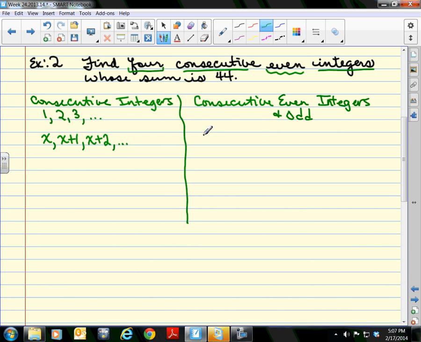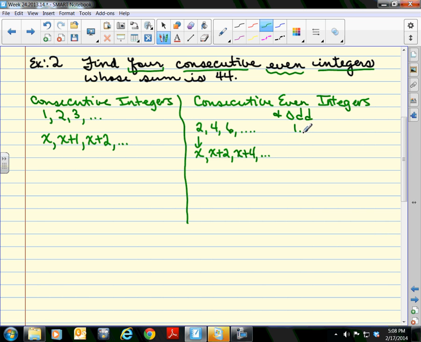Okay, so for even integers like 2, 4, 6, and so on, what do you do to 2 to get 4? You add 2. What do you do to 2 to get 6? You add 4. But if I don't know what the first one even starts with, I'm going to have to put a variable. Okay, and so what do you do to the first one to get the second one? You add 2. What do you do to the first one to get the third one? You add 4. And so on.